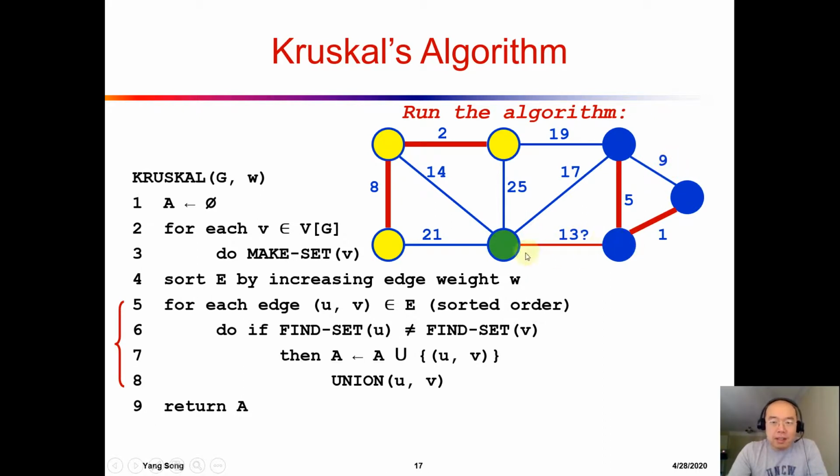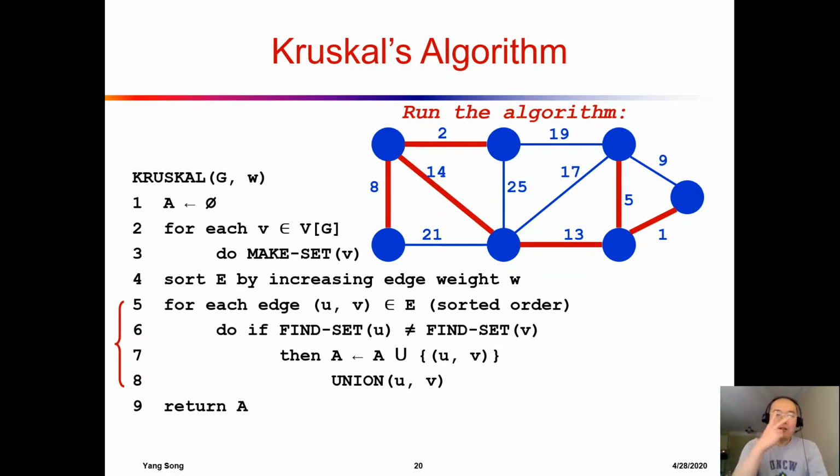So 13, and then this green will be unioned to the blue set. So 13 will be taken into the A as well. And what's the next one? 14. For the 14, we are going to combine the blue set and the yellow set. So now those two sets are combined together, and they're all blue right now.